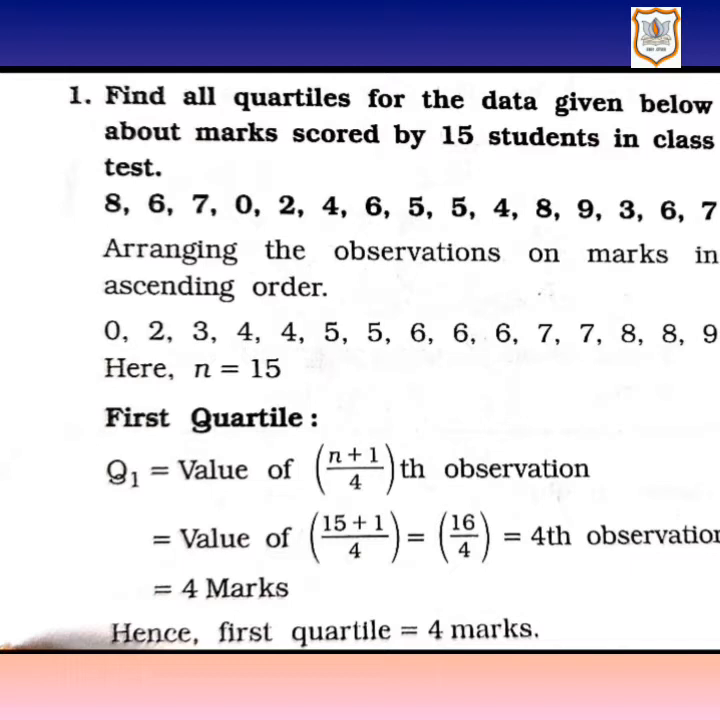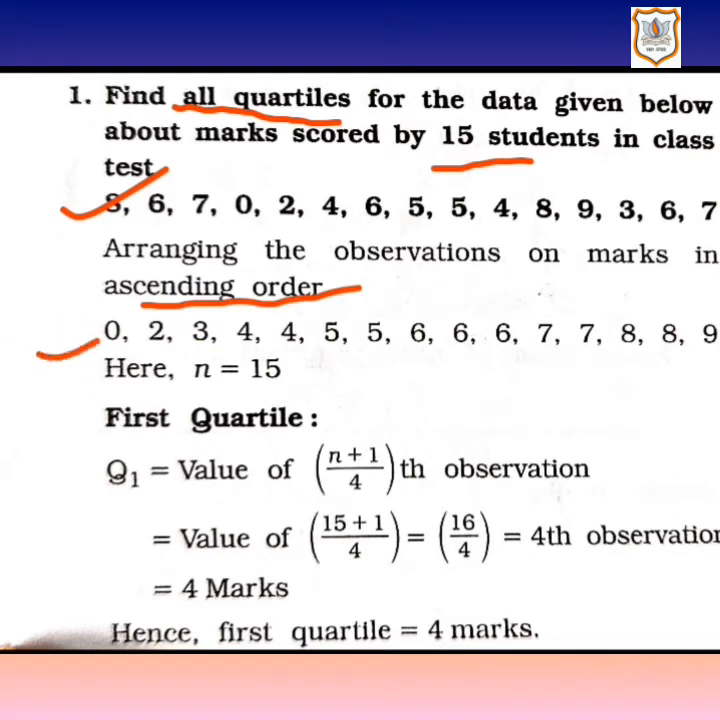Let's read the question. Find all quartiles for the data given below about marks scored by 15 students in a class test. All quartiles means Q1, Q2, Q3. So here the number of observations are given, and first we have to arrange it in ascending order. Scored by 15 students, so here are 15 observations. So n will be 15.